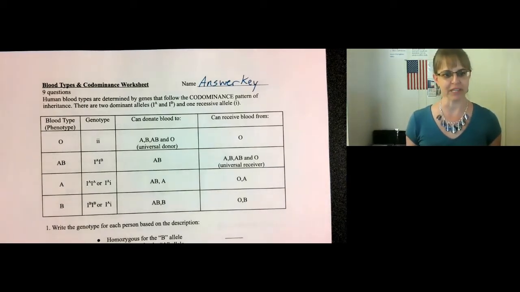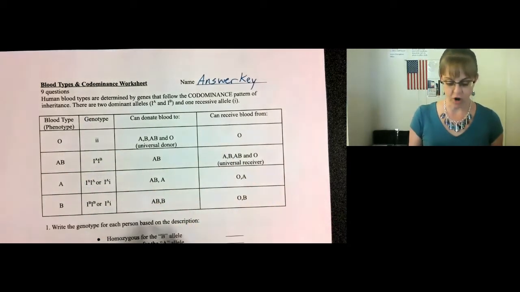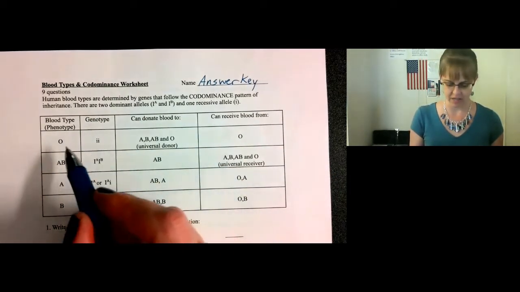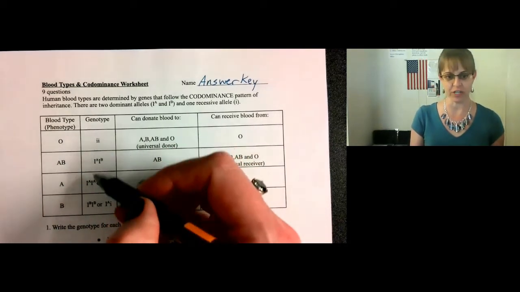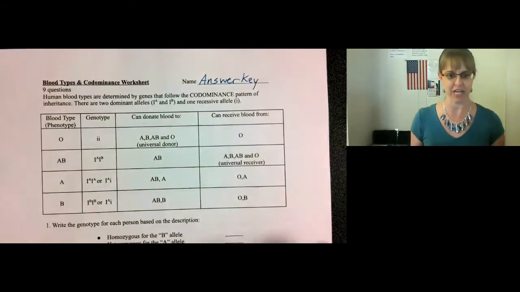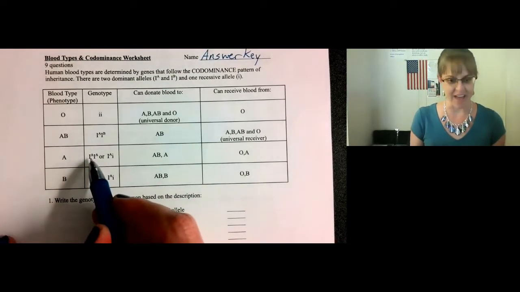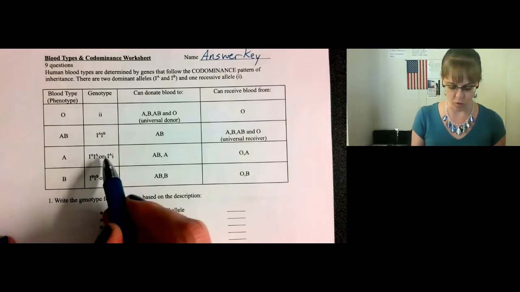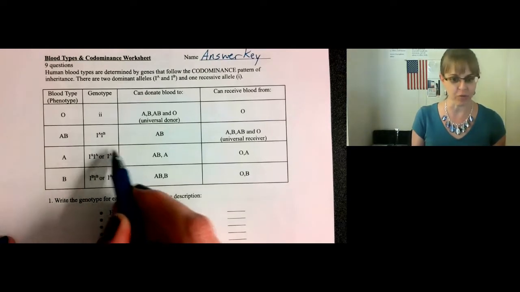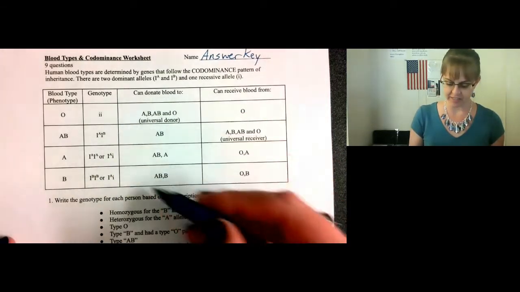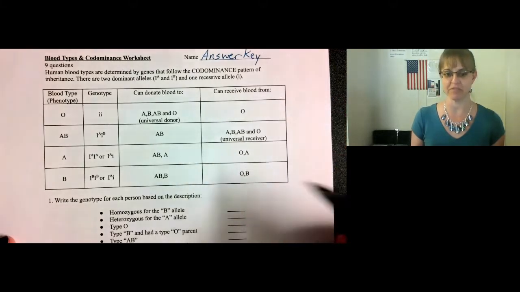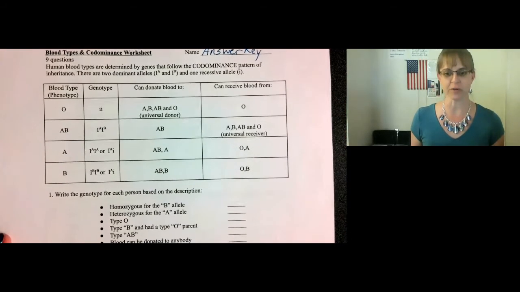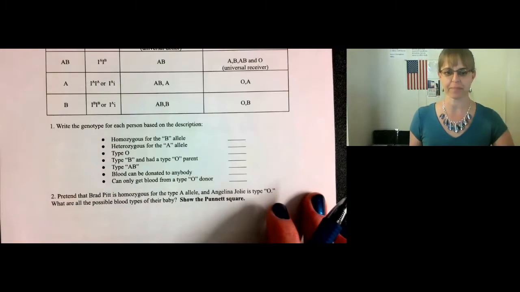Let's take a look at how to complete the blood types and codominance worksheet. There's a chart here explaining the phenotype, the blood type that you have, and the genotypes that can result in that phenotype. Remember, you can have type A by being AA or AO. This is the other way of writing that. These are the blood types they can donate to, and these are the blood types they can receive from. So this chart may help you with some of the questions.